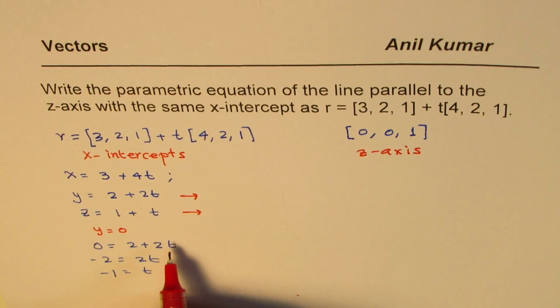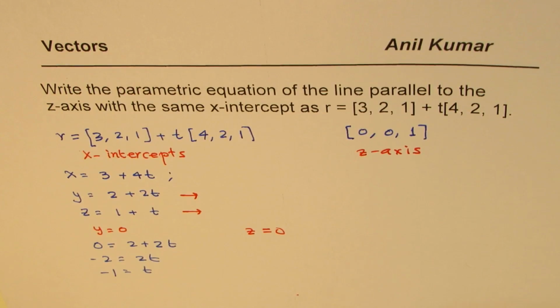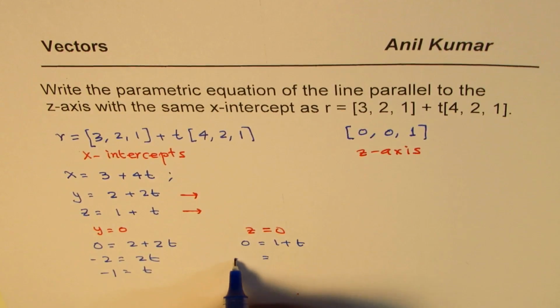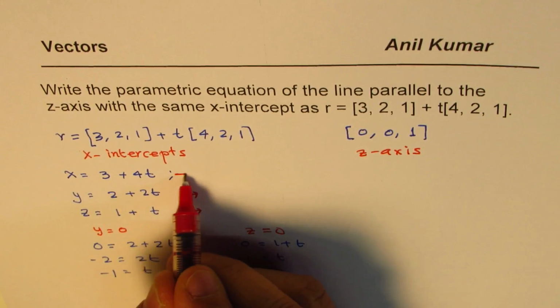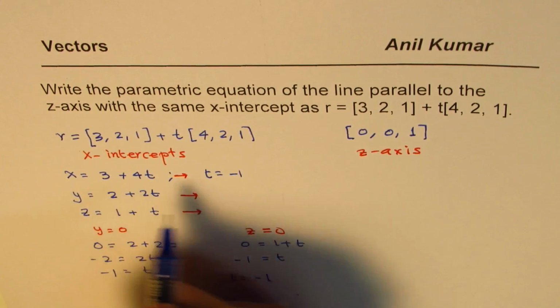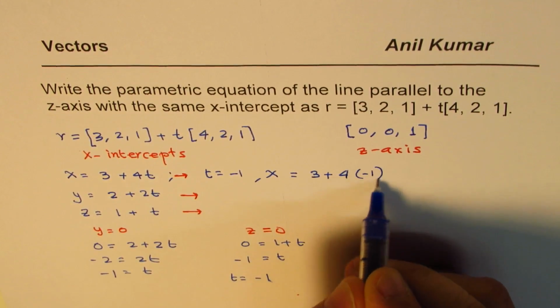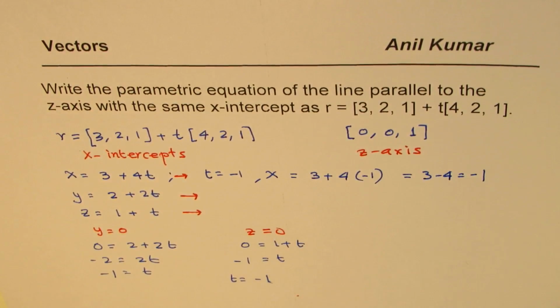Let us also substitute z equals 0 and check what t is. It is not strictly required, but still good to check. It is 1 plus t equals 0, and we get t equals minus 1. So definitely t equals minus 1. Now we know the value of t, so we can find the x-intercept. Substituting t equals minus 1, x equals 3 plus 4 times minus 1, which is 3 minus 4, which is minus 1. So that is the x-intercept.